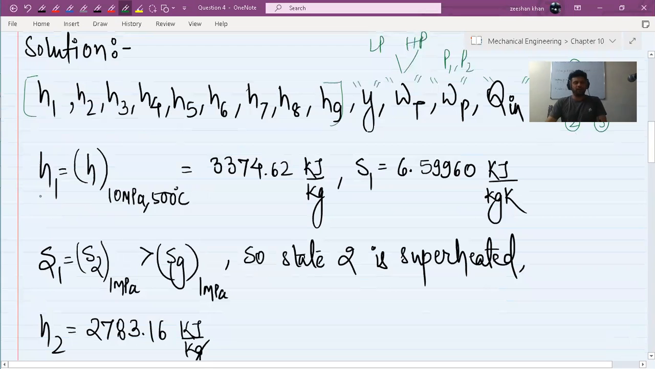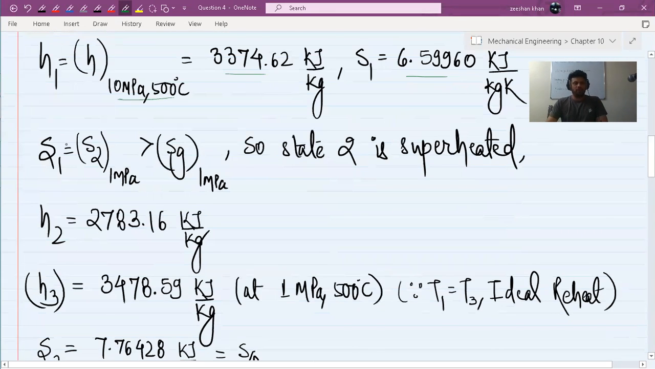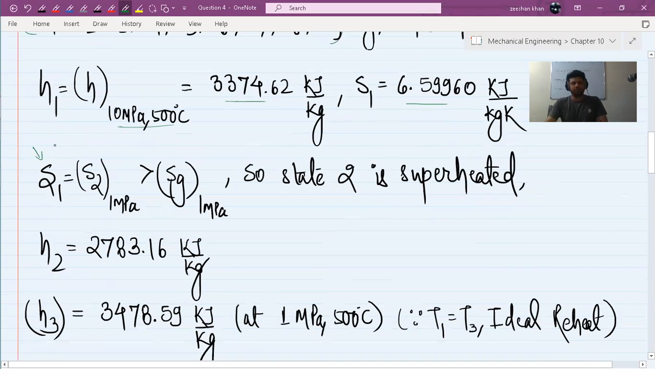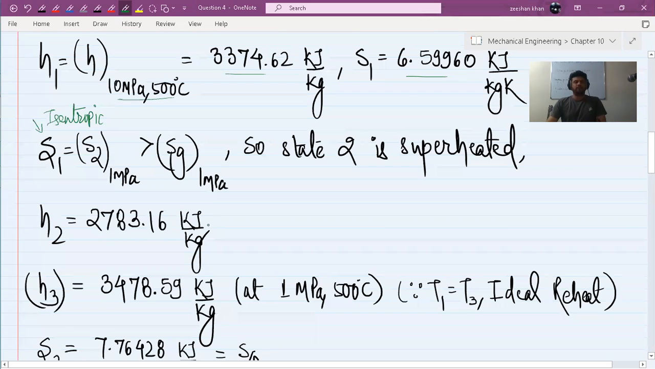Right here we observe the value of h1 from the table, so this is 3374, and s1 from the table. Again, s1 and s2 must be the same because the process is isentropic. And s2 is to be calculated at 1 megapascal. It comes out to be more than the entropy of saturated vapor at 1 megapascal. So state 2 is superheated, and that's why we go into the 1 megapascal superheat table and calculate h2, which comes out to be this much.